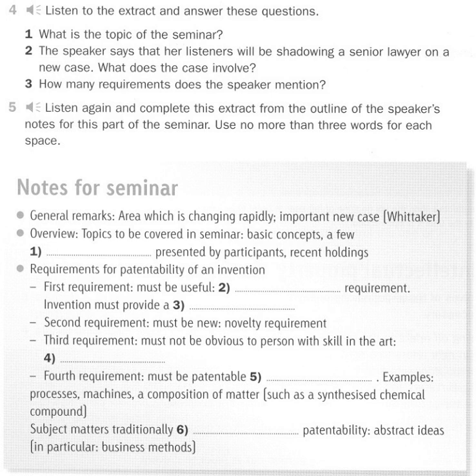Okay, so much for the first three requirements of utility, novelty, and non-obviousness. There's a fourth requirement as well, and this is the one that's particularly relevant for the issue of business methods. This requirement governs the issue of what constitutes patentable subject matter. Things which are generally considered patentable are processes, machines, a composition of matter, such as a synthesized chemical compound, and so on. These are rather broad categories, of course, but here's where it gets interesting.